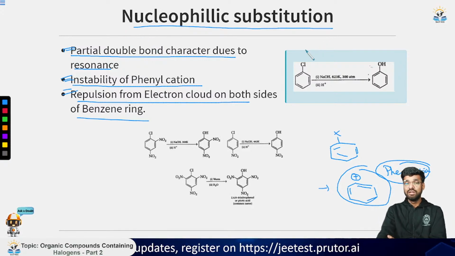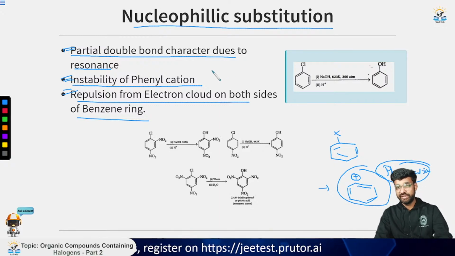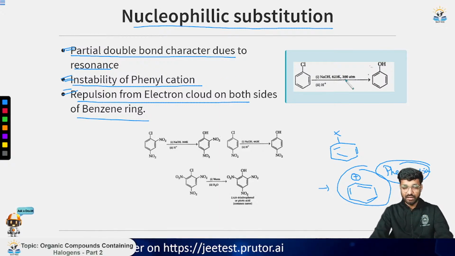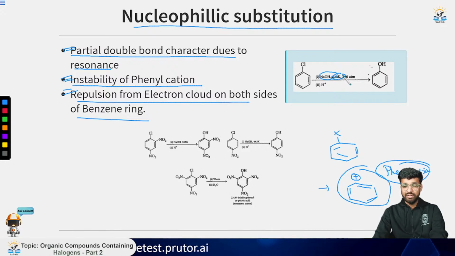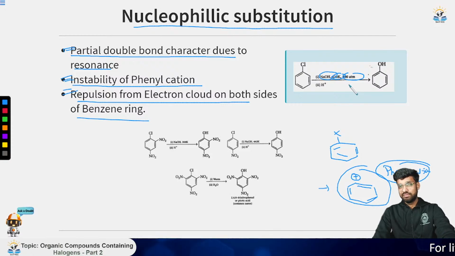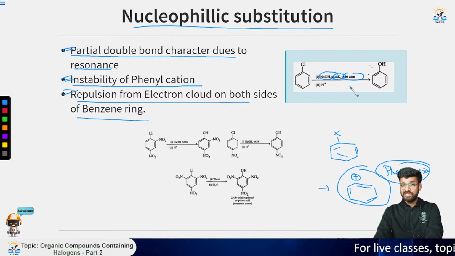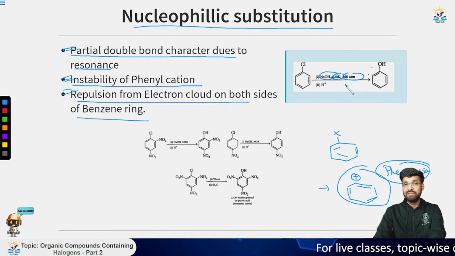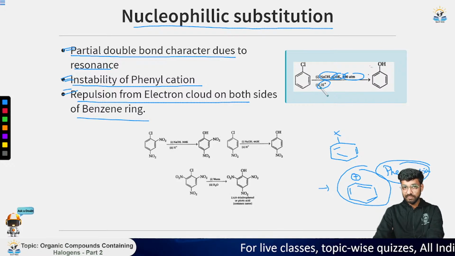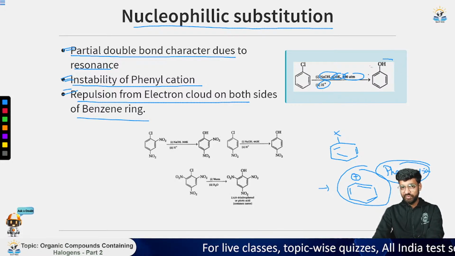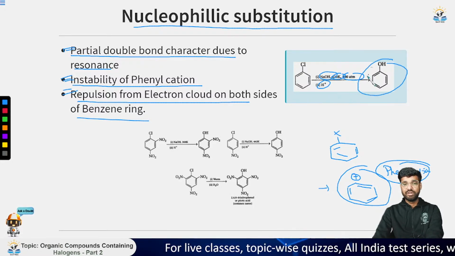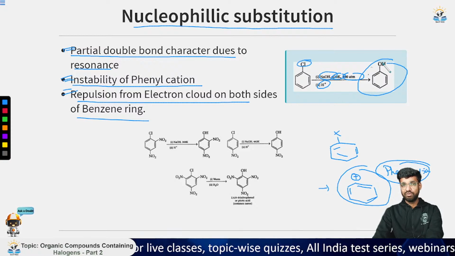But still, we can do this under high temperature and high pressure. What we do is that we take NaOH at 623 Kelvin, that is a very high temperature, and 300 atmospheric pressure. Let me remind you that our atmospheric pressure is 1 atm. So suppose this pressure is increased up to 300 times. That much high pressure is required, plus the acidic condition. Then and only then will we get this nucleophilic product, that is Cl will be substituted by OH.